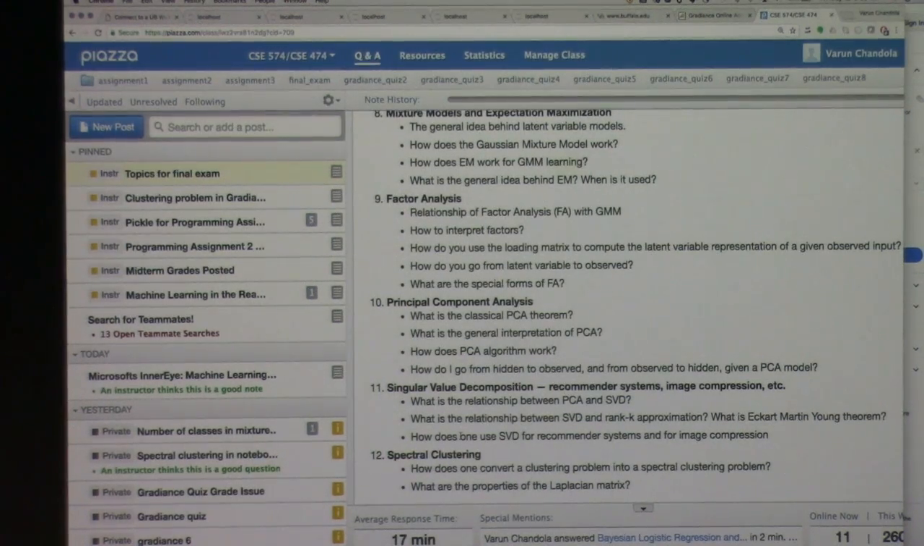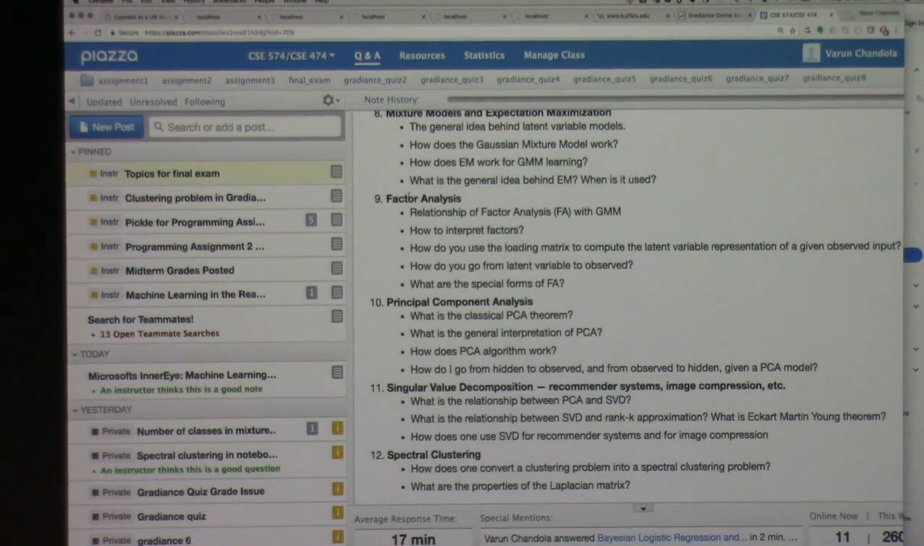Then the next topic we had was factor analysis, which was a generalization of mixture models. In mixture models, we assume that our Z can take 1 out of k values. So essentially what you're saying is that your data is coming from 1 out of k components. But in factor analysis, what we say is that Z could also be a vector of L elements, and each element could take infinite values.